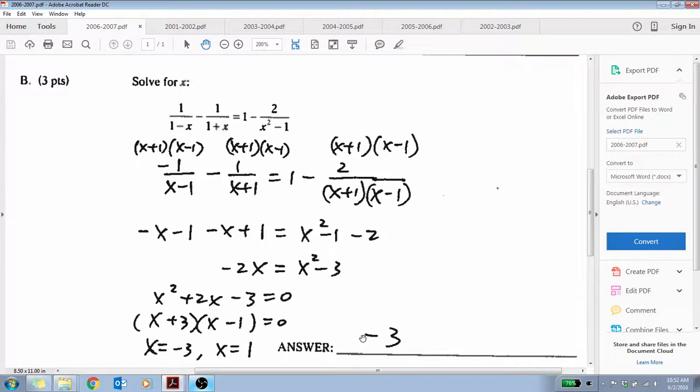In this problem, I'm told to solve for x, and notice how I have fractions where the variable is in the bottom. So what I want to do is multiply every term by the least common denominator. To do that, I need to first find what the least common denominator is.